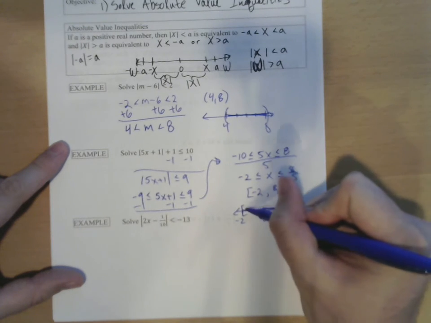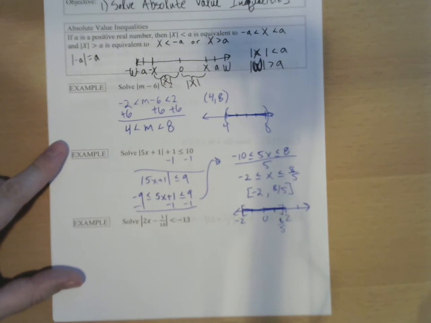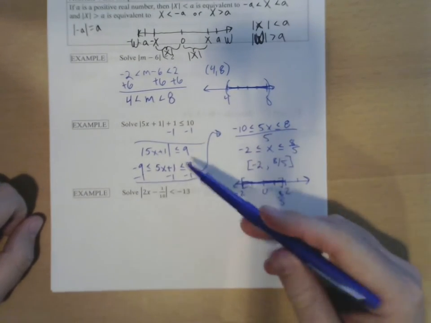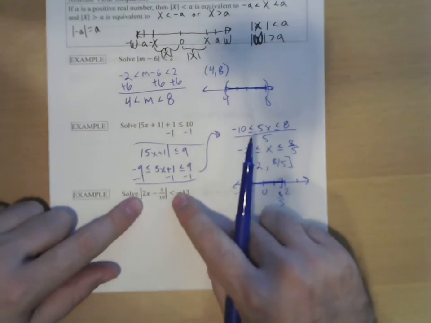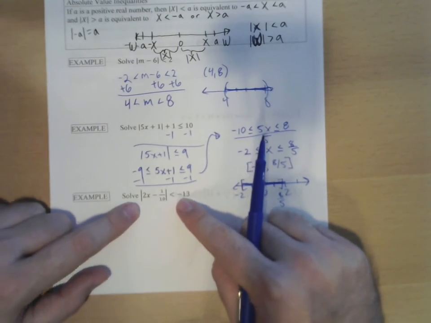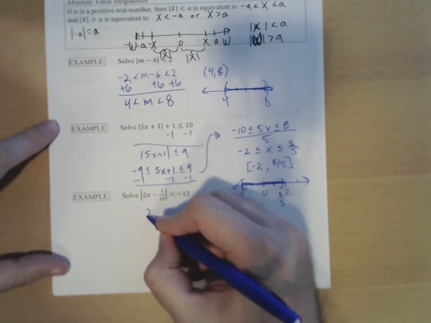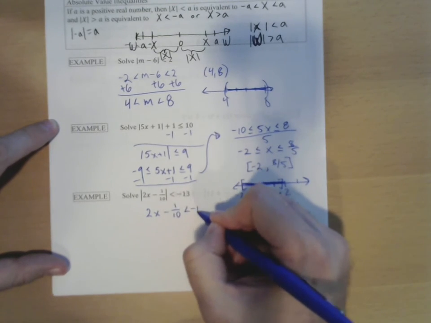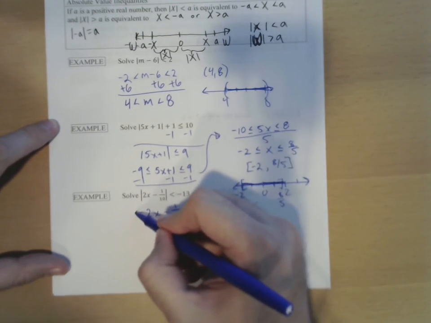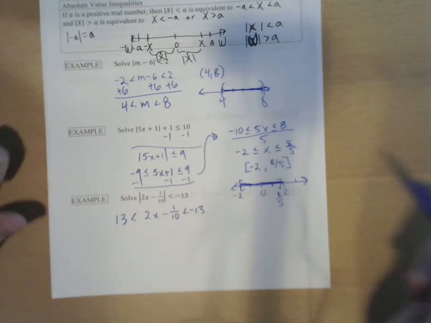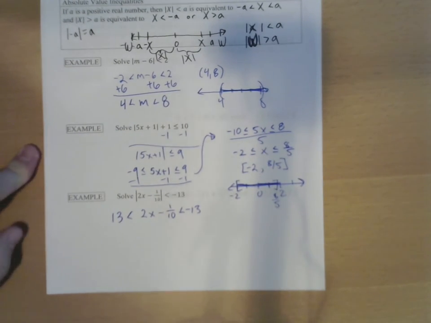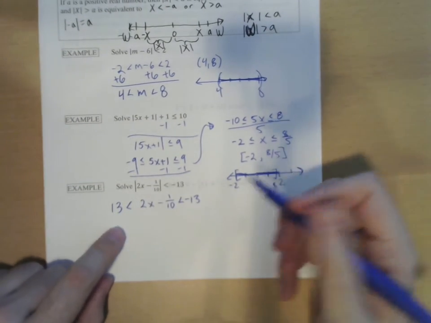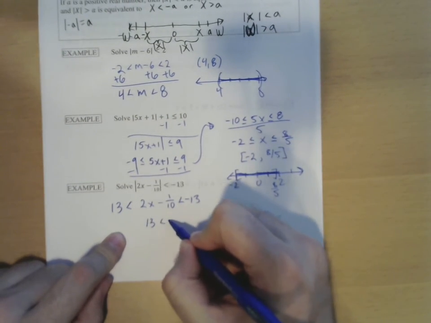And our solution would be in between those. And then one more here doing the less than version. So this one is already set up. We can go straight to the equivalent version, 2x minus 1/10 less than -13, greater than 13. Now, you should notice something weird here. If you take this middle part out, we are saying 13 is less than -13.